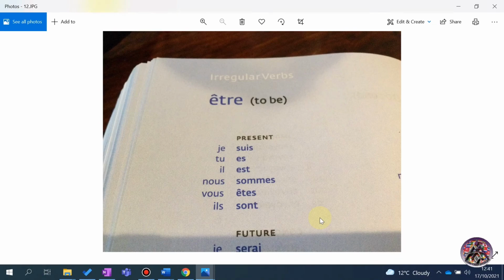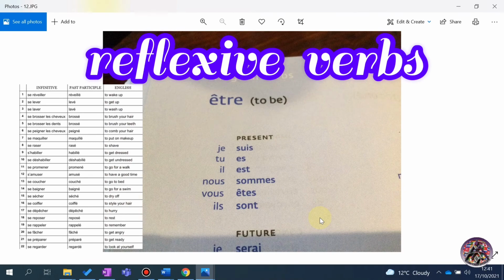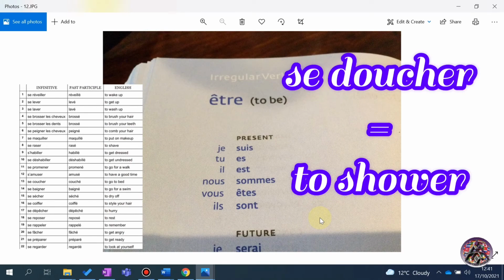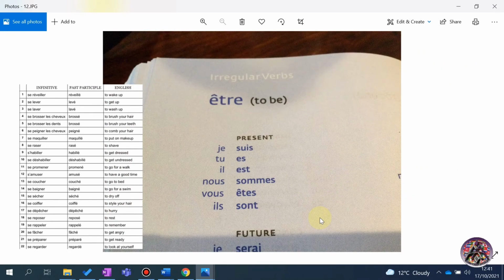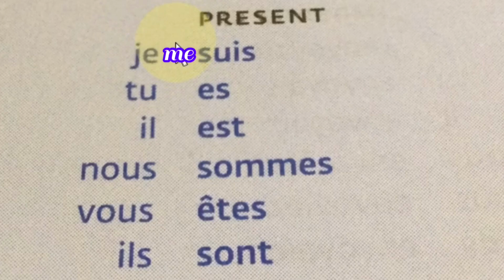Before we finish here, we have to talk about reflexive verbs, because you could find in the white pages the verb that you're looking for has se before, so se doucher, for instance. And what you have to do here with the reflexive verbs is to use être as an auxiliary first, and you have to put the reflexive pronoun before. So remember, je me, you put me before the auxiliary, suis, and then you have the past participle, so je me suis douché. Put the E accent.